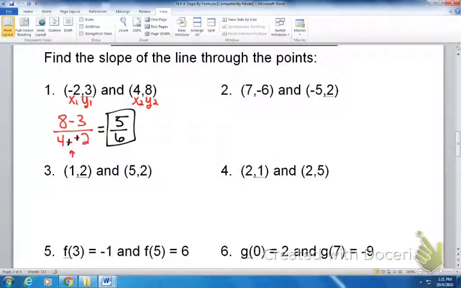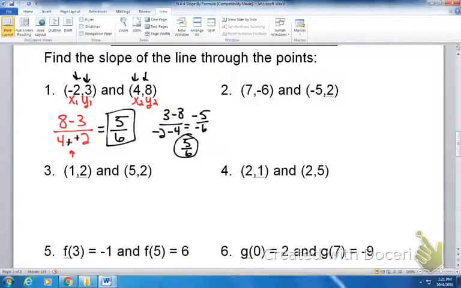Now, I'm going to do it the opposite way. I'm going to say that these were my 2's and these were my 1's, but you get the same thing. I could do 3 minus 8 over negative 2 minus 4. I would get negative 5 over negative 6, which is still 5 over 6, because the negatives cancel each other out. So it does not matter which point you make your 1's or which point you make your 2's, but be consistent. If you do y2 minus y1 over x1 minus x2, you will get the wrong answer, okay?